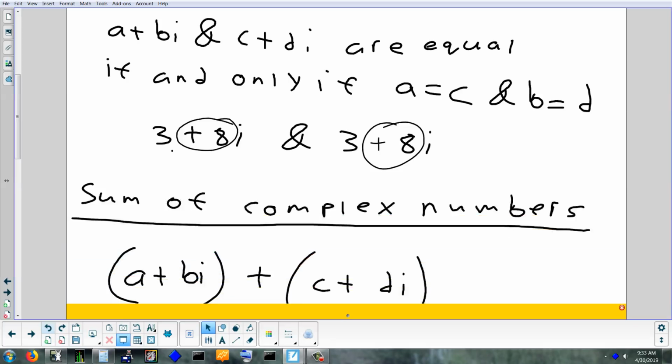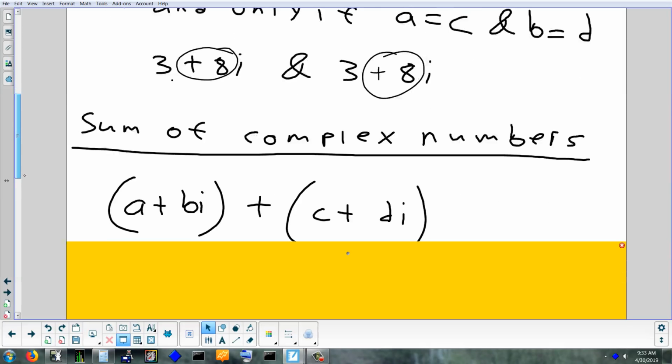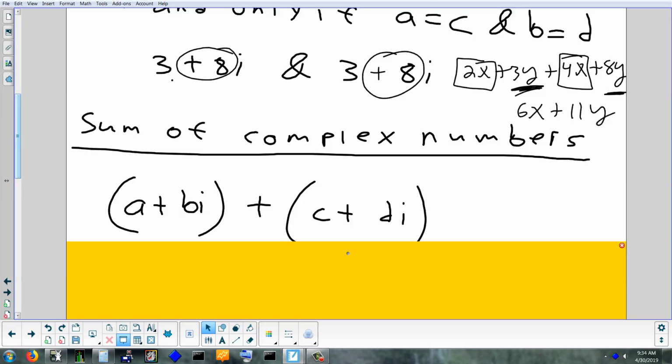All right, so sum of complex numbers. When you're adding complex numbers, you basically want to think about it as combining like terms. Okay? You can only combine real numbers with real numbers. You can only combine imaginary numbers with imaginary numbers. So like if I had something like 2x plus 3y plus 4x plus 8y, I can combine some things there, but only certain things. I can combine this with that. That's okay. I can combine this with that. So I would end up with 6x plus 11y.